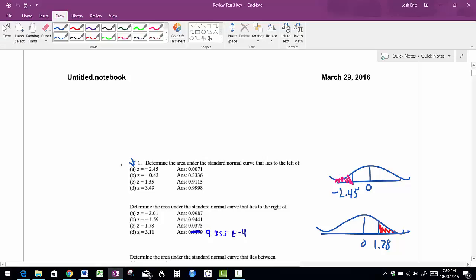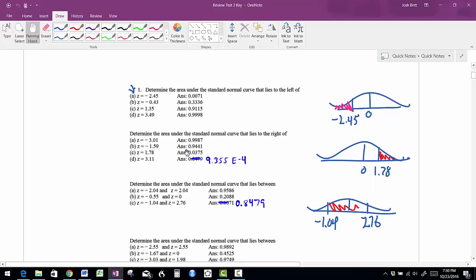Alright, this will be a test review for test number 3. You'll have to find the area that lies to the left of a particular z-score. So all of these you'll use normal CDF. Area to the right. Just to give you an example: normal CDF, lower bound 1.78, upper bound infinity, mean 0, standard deviation 1.